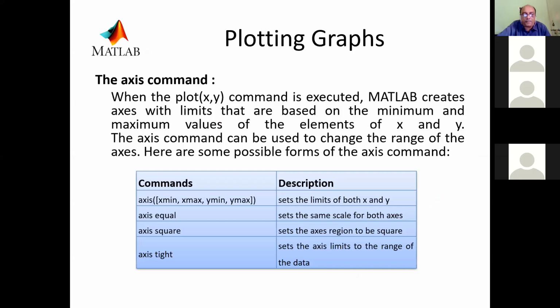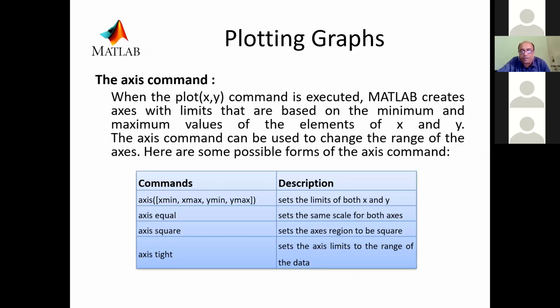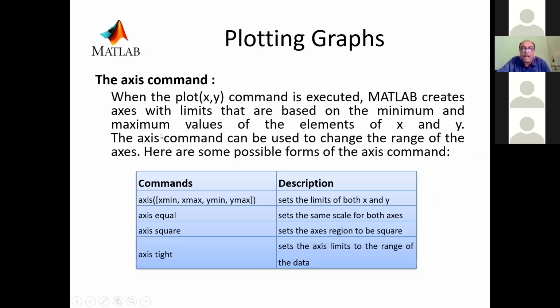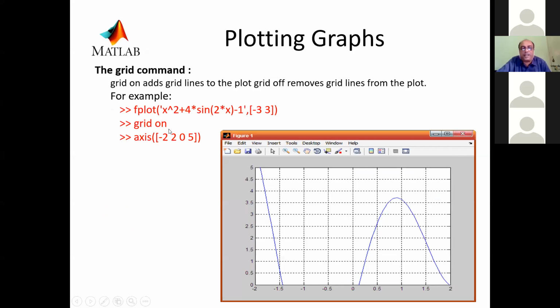How do you change the axis? You can use grid. Without grid you see the picture, and with grid you also see the picture. After you plot, you just write the syntax grid on, so automatically the grid is on. If you want to read the values from -2 to 5, you write it in this manner: -2 to 2. Here it is mentioned for the x-axis: the first 2 represents x and the second 2 represents y.